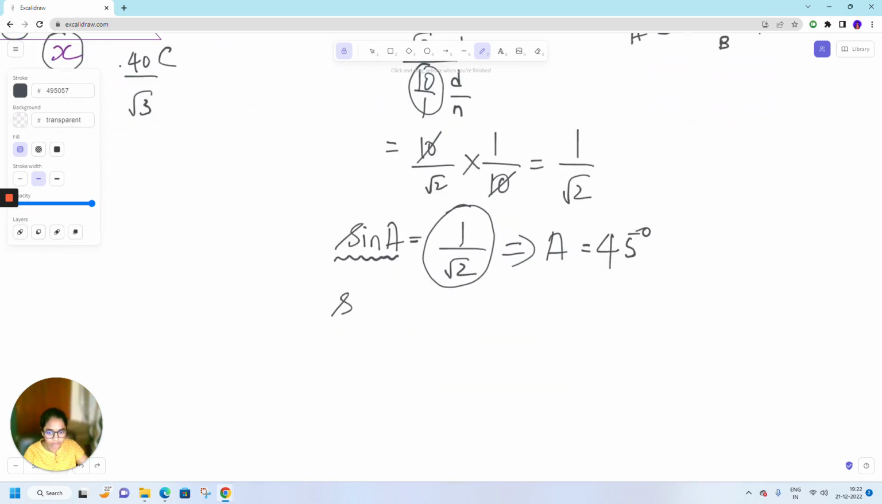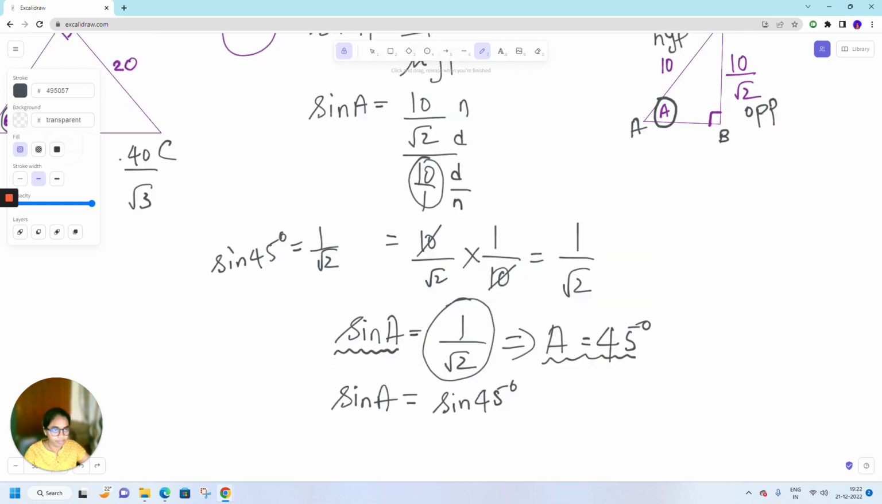Or you can also write one more step. Sine A is equal to, we know that sine 45 degree is equal to 1 divided by root 2. So I can write 1 divided by root 2 as sine 45 degree. So the value of A is 45.